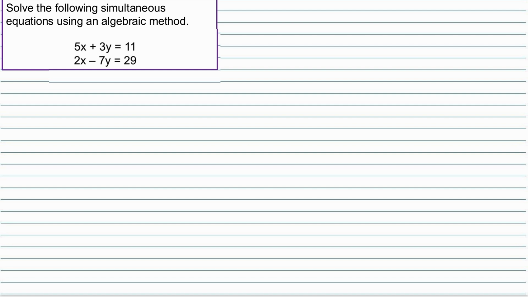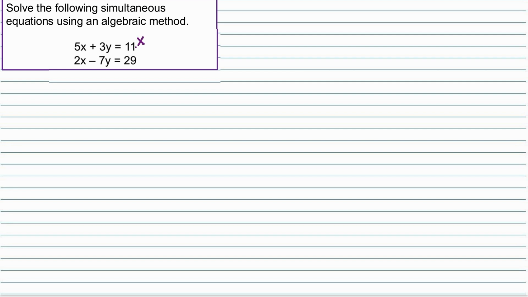So in question 10, we need to solve the following simultaneous equations using an algebraic method. So do you want to give this question a go? Pause the video and come back when you're ready. Okay, so welcome back if you had a go. To solve these simultaneous equations, I need to eliminate either the x's or the y's. I'm going to choose to eliminate the y's because then I can just add the two equations together.